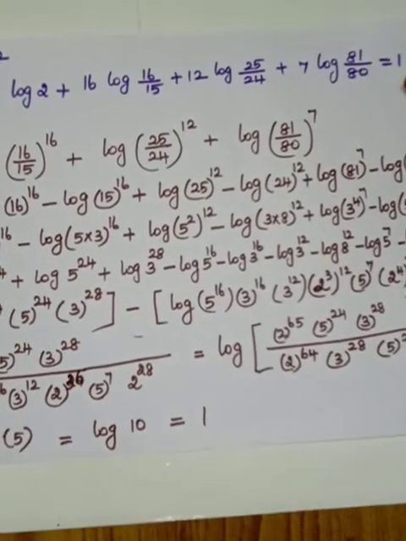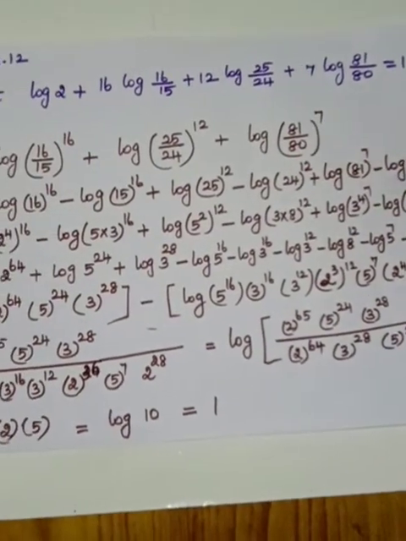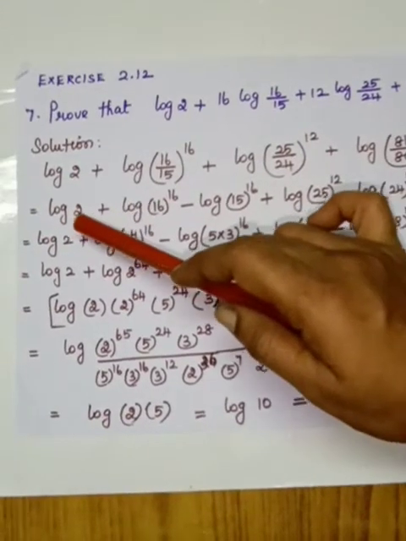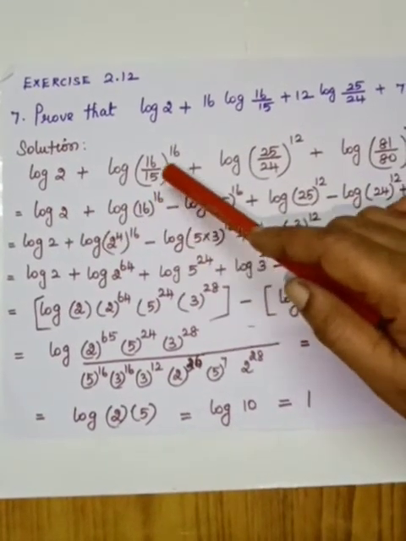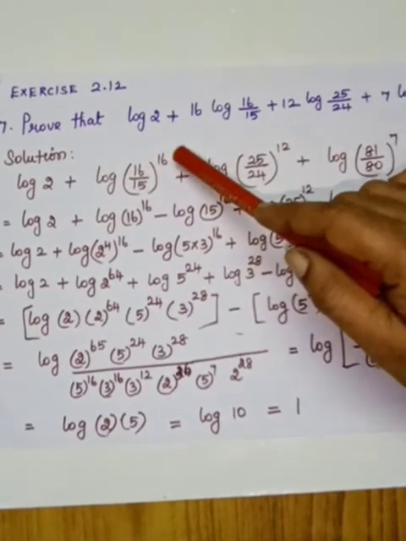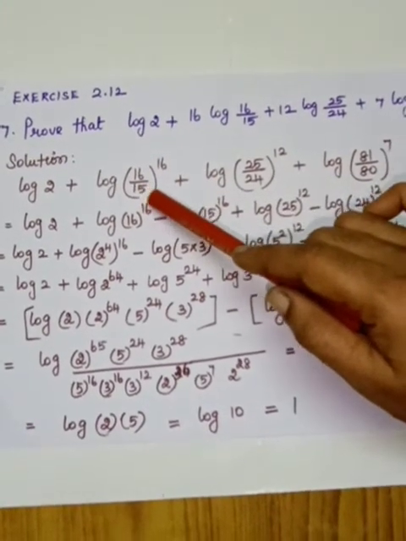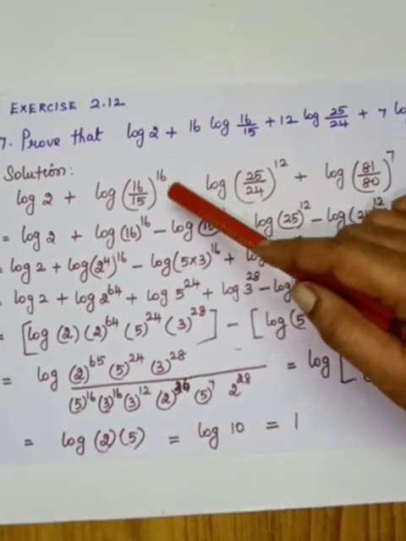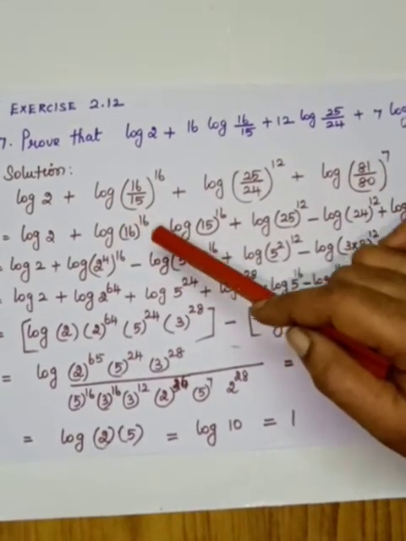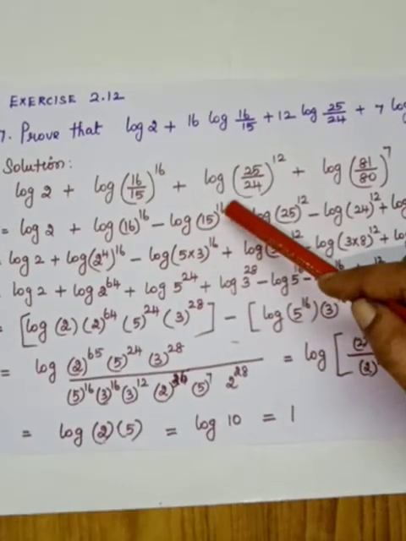Okay, we have to prove it is equal to 1. So we consider the left hand side. See the first term, it is log 2. Here it can be in the form of log 16 to the power 16 divided by 15 to the power 16. So it is in the form of a by b. So I have written log 16 to the power 16 minus log 15 to the power 16.